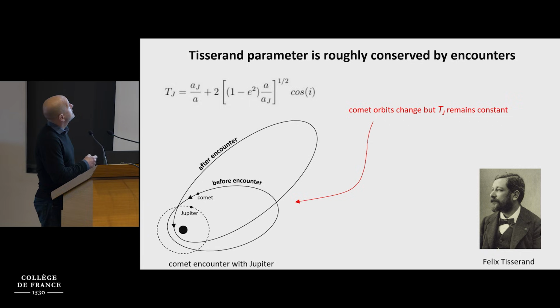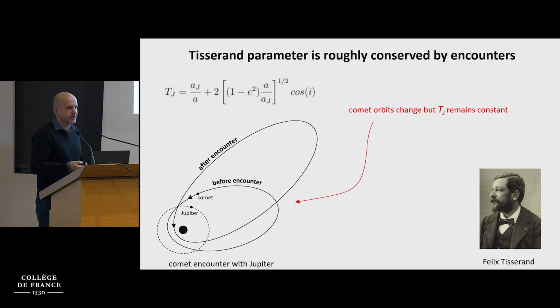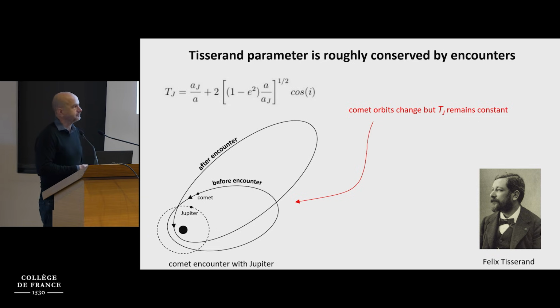These two orbits don't seem to have anything to do with each other, but the beauty of the Tisserand parameter is that they will have the same value of the Tisserand parameter. Semi-major axis changes, eccentricity changes, inclination changes, but the Tisserand parameter is a constant. It doesn't change during planetary encounters. So essentially, each comet is carrying its value of the Tisserand parameter with it, and even if it has encounters with Jupiter, that value doesn't change.